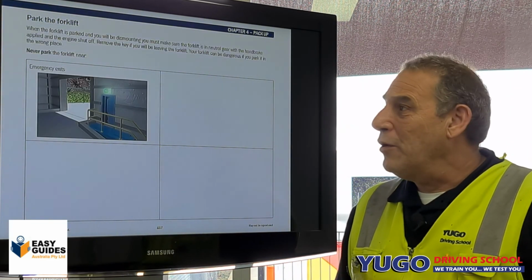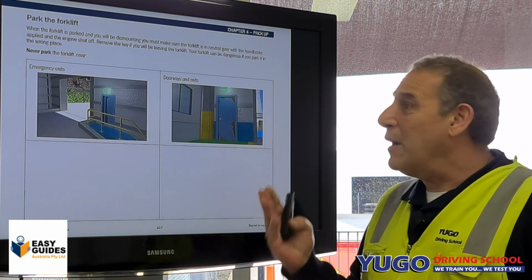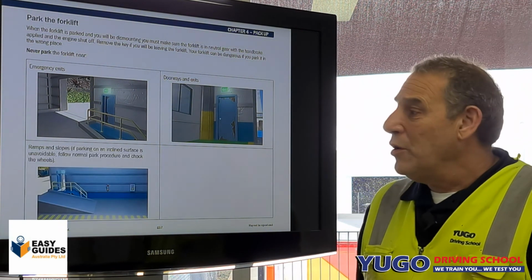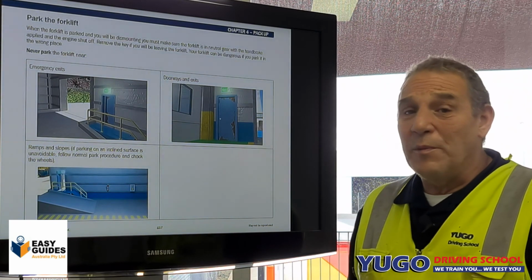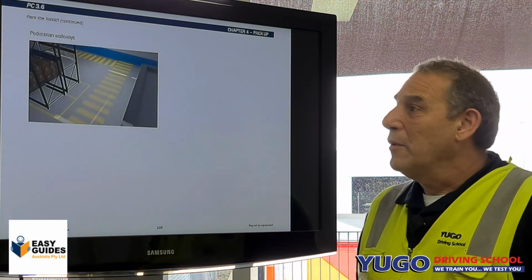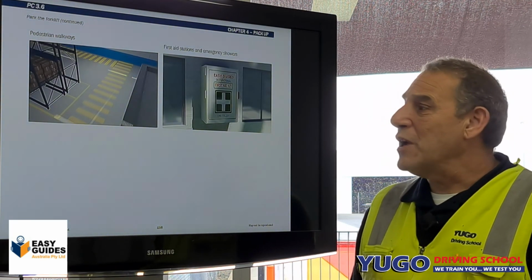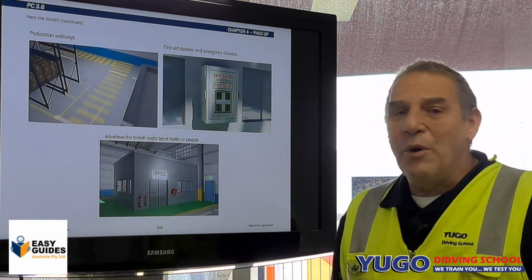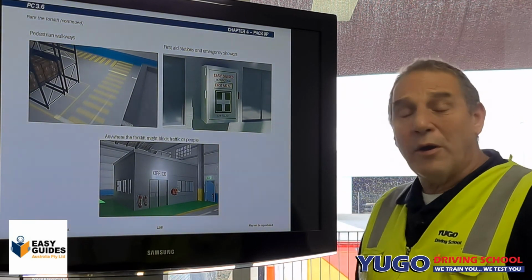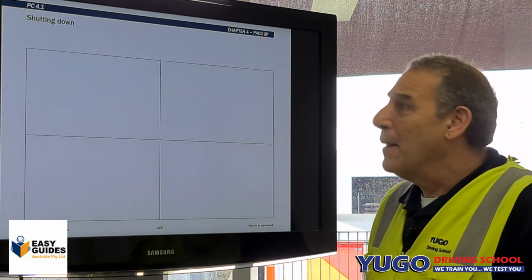You wouldn't park your forklift in front of emergency exits. You wouldn't park in front of doorways. You wouldn't park on ramps or slopes. You wouldn't park in front of firefighting equipment. Pathways, walkways, first aid stations, anywhere your forklift can block pedestrians or people.